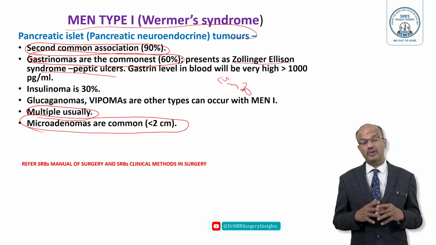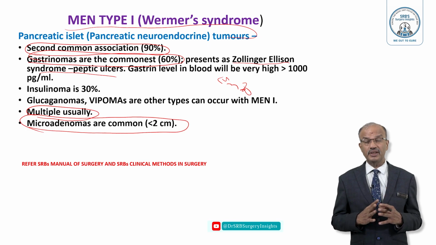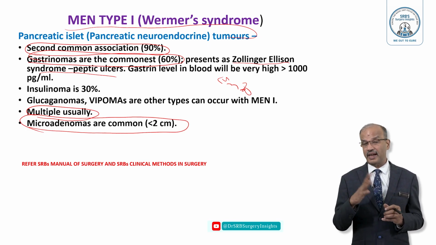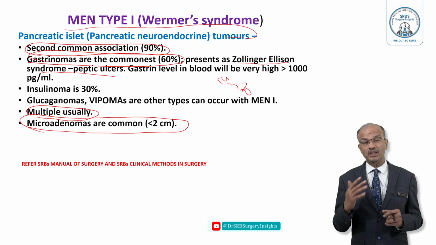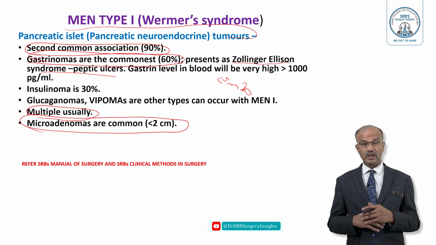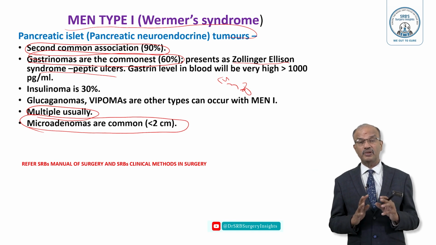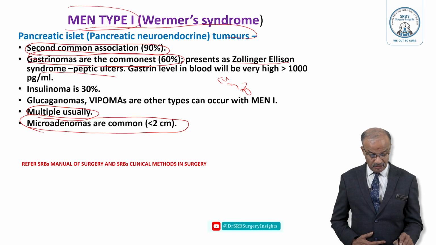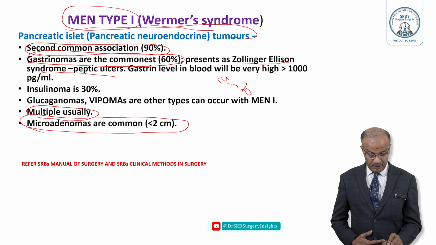So for detail on pancreatic neuroendocrine tumor or endocrine tumor of the pancreas, you can read my SRB's Manual of Surgery, current edition. Detailed features are there: glucagonoma, everything, Whipple's triad, insulinoma and its features. Each one may be a short note for you, and you should know the detail, especially for MCQ purposes. So go through my manual, current edition, which gives everything about pancreatic neuroendocrine tumors or endocrine tumors of the pancreas. This is the basic thing you have to know when you discuss Wermer's syndrome, multiple endocrine neoplasia syndrome type 1.